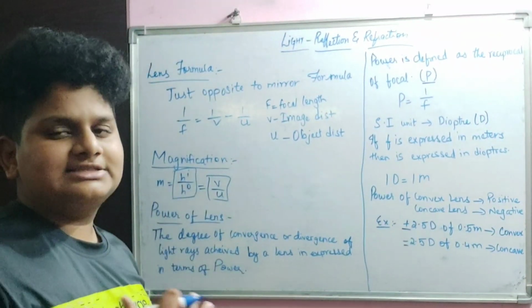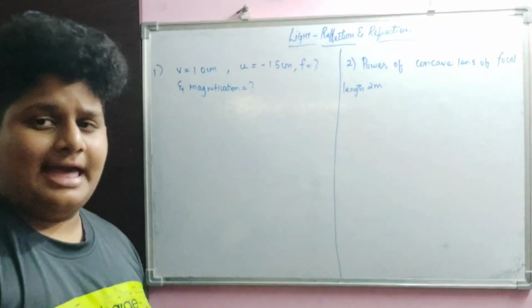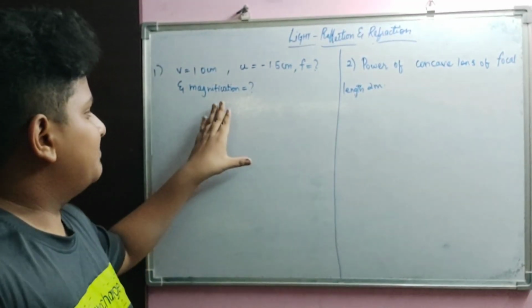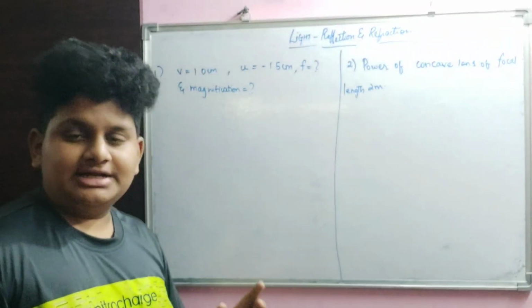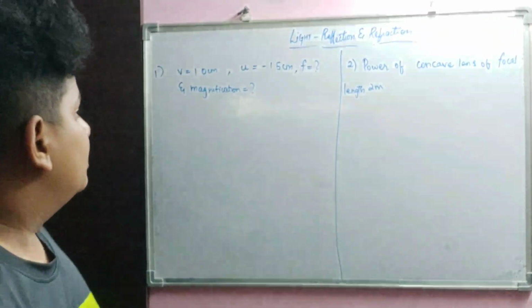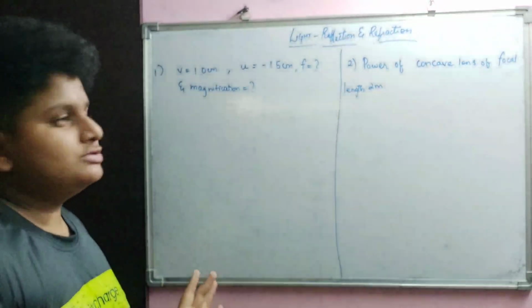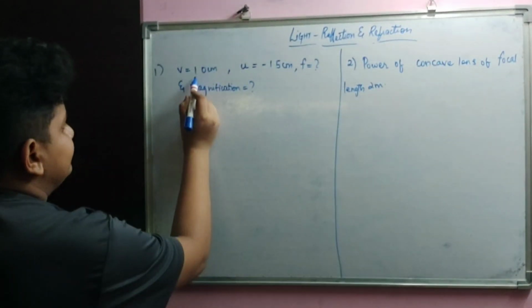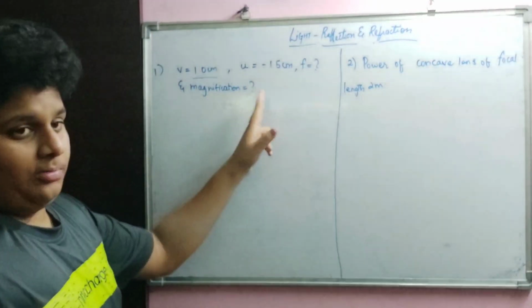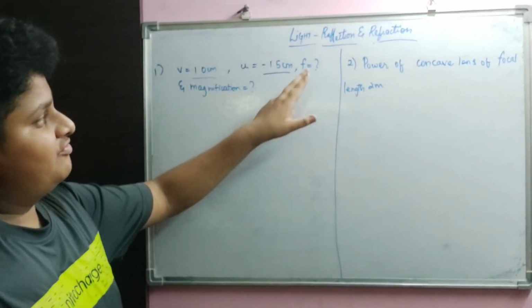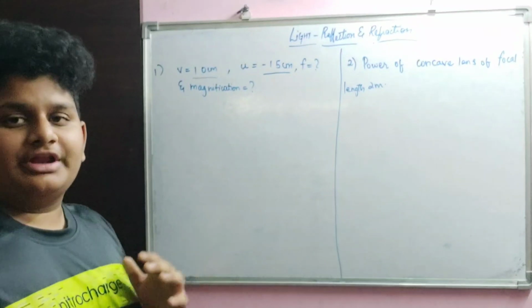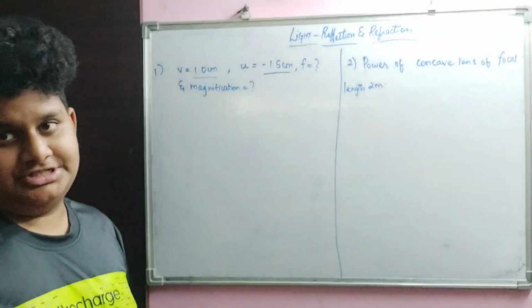Now let's see the examples. Now let us see the examples on focal length, magnification and power. First let us see the one on focal length. Here the image distance is 10 centimeters, object distance is minus 15 centimeters, and we should find the focal length and magnification.